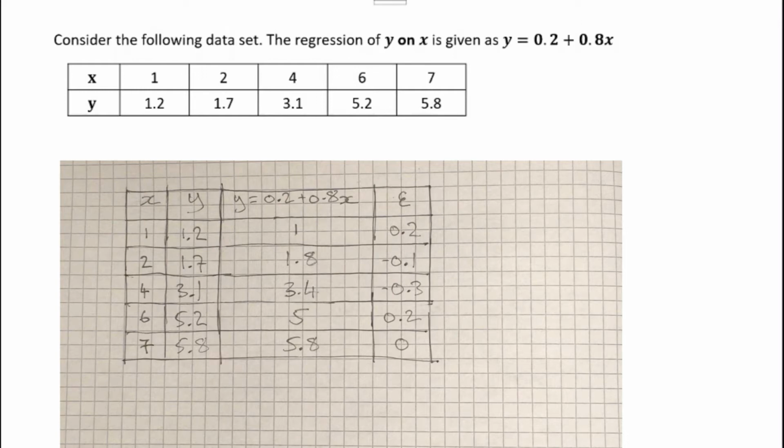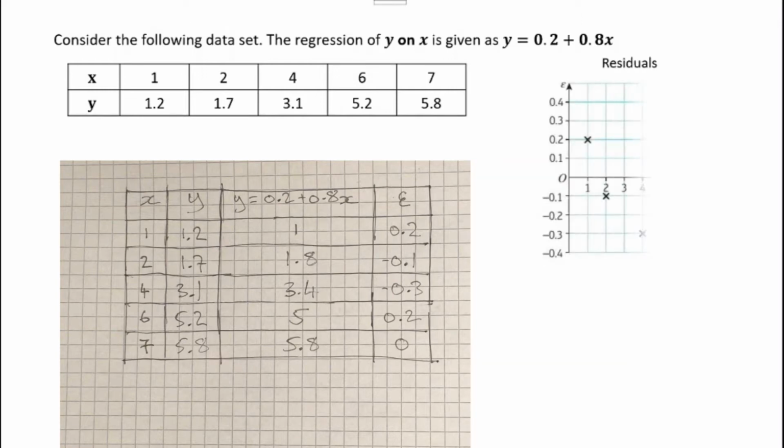Okay, so if I have all of these, we can actually show these on a residual plot. And here I'm just actually plotting the size of the residuals. What you're seeing here is just how far away each of these points are from the regression line. So the first point is 0.2 in distance, the second point is 0.1. We can tell which points are closest to the regression line and which points are furthest.